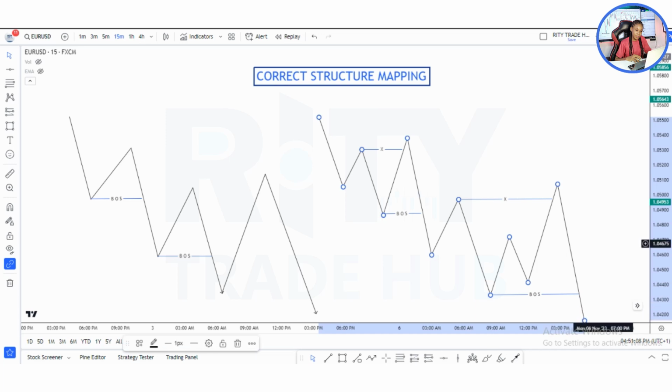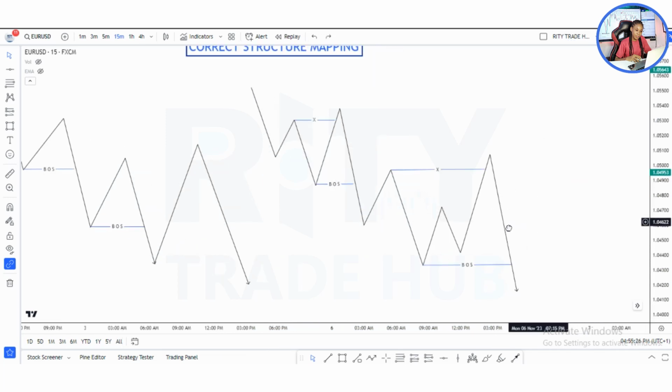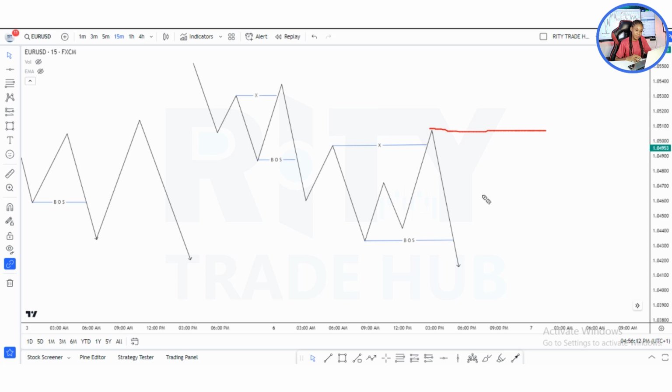Then our high will be transferred from here. Our major structure high will be transferred from this level right here to this level right here, having identified our major high. So we can keep riding the trend until we have something like this, until we have a confirmed low, something like this. On that note, this becomes our confirmed major low.